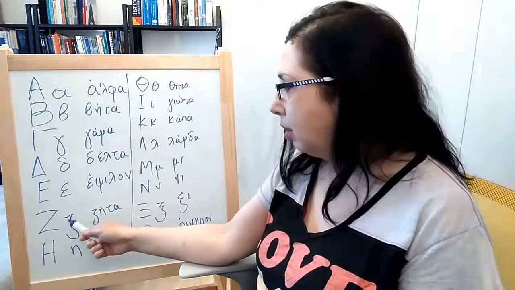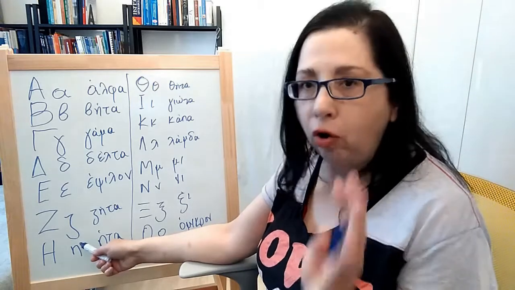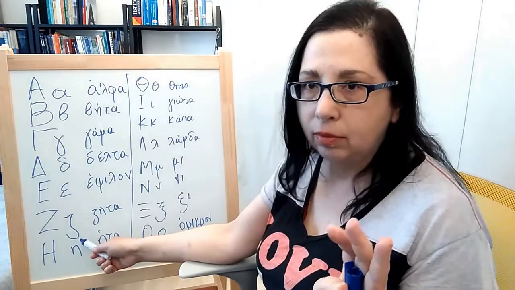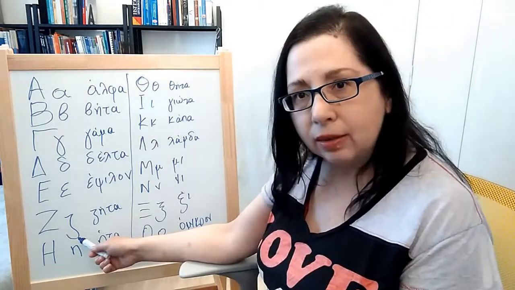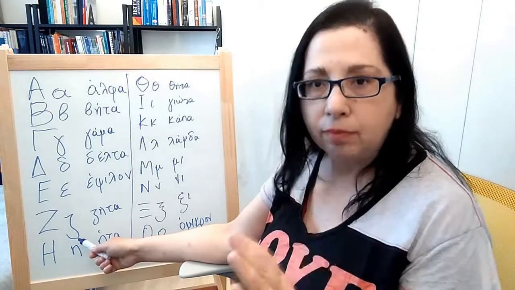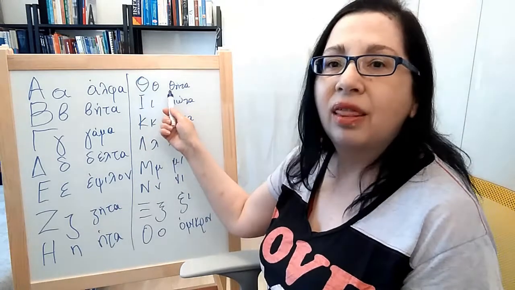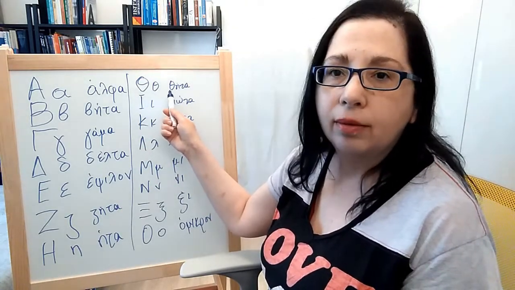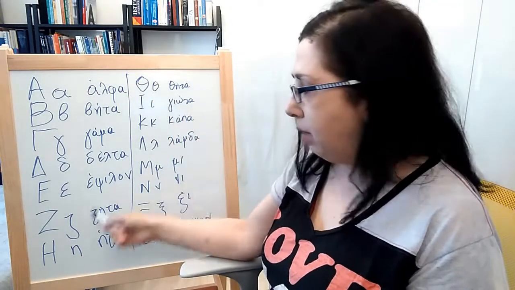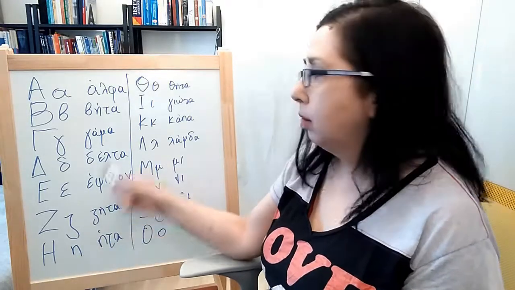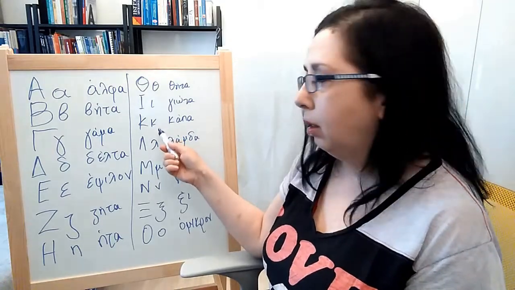Z. Eta, E. For all E, the sound is the same. Eta, iota, ypsilon, all the E have different spellings, but the sound is the same. E. So eta, E. Theta, iota, E. The same with this one. Eta, E. Iota, E. Kappa, K, K.